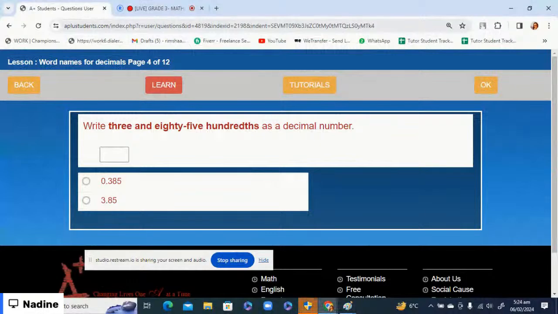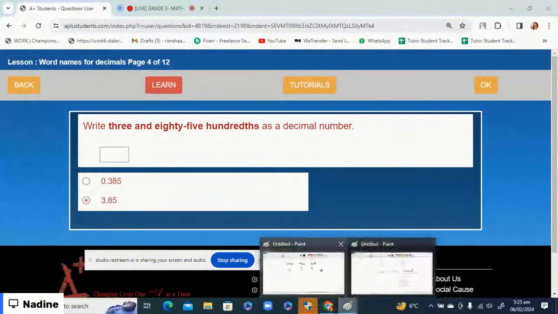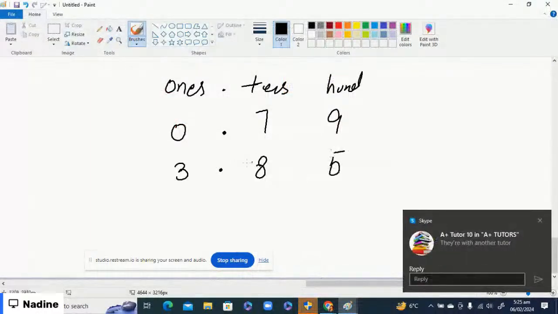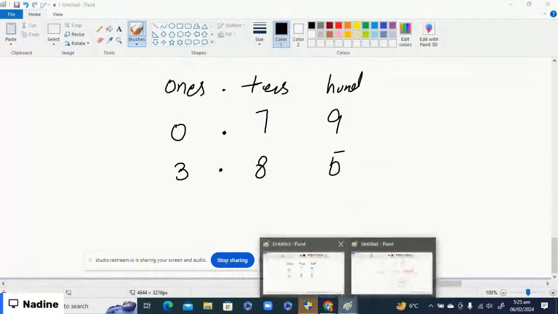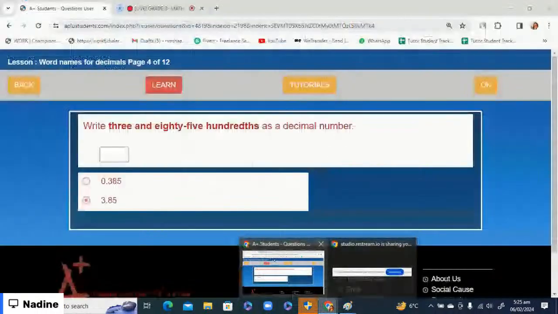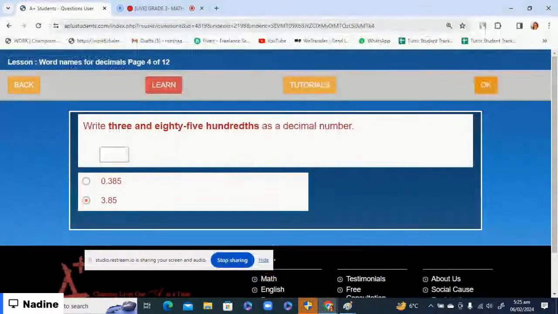Right, 3 and 85 hundredths. You guys tell me the answer of this one. 3 is in the ones place, then it's the point, then 85 is in the hundredths place. So this becomes 3.85. We're going to write it out this way: 3 and 85 hundredths. So 3.85.